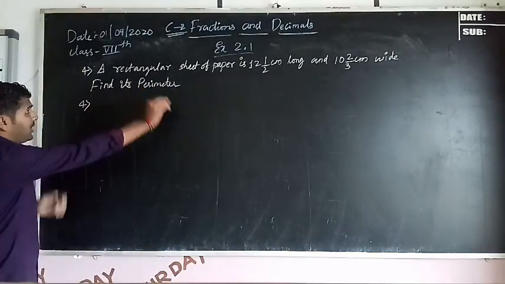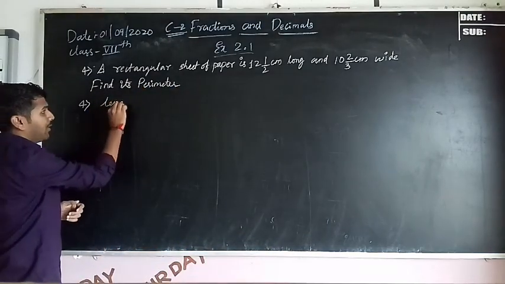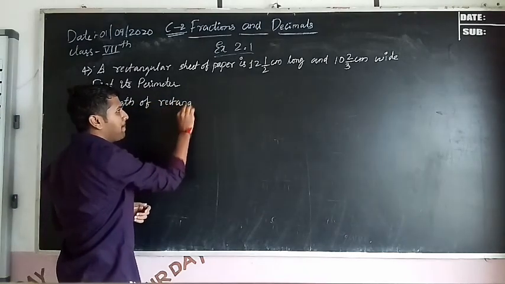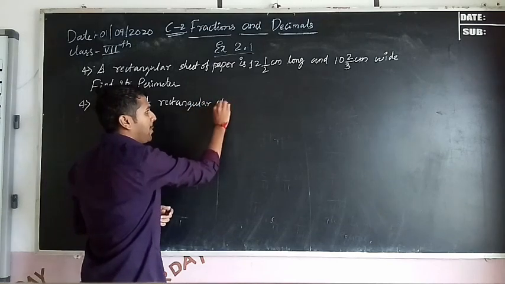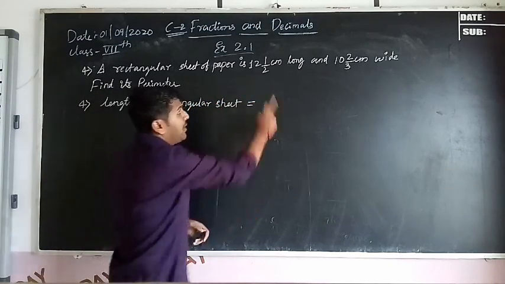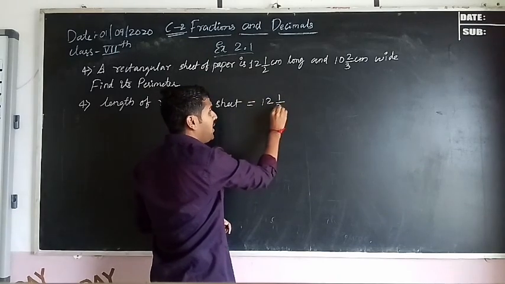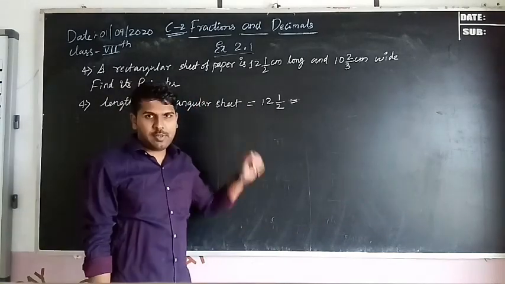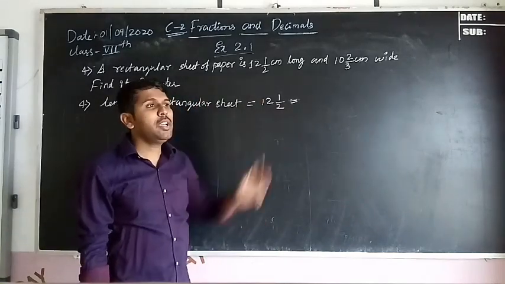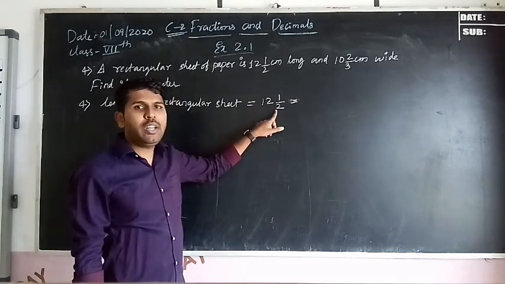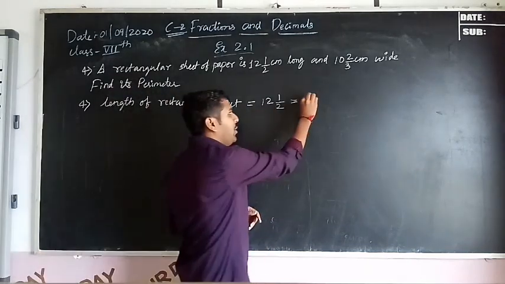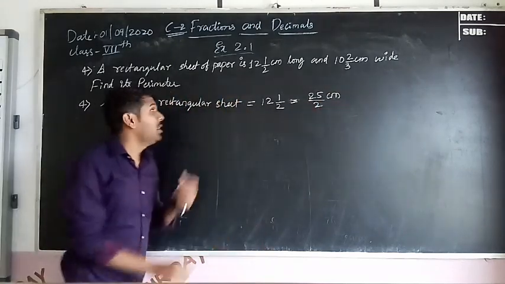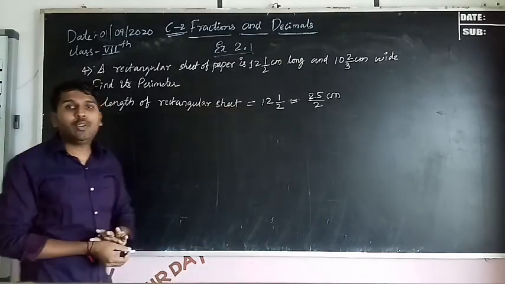Wide means take it as breadth. So first, length of the rectangular sheet equals, what is the length given? 12 integer 1 by 2. So first, convert this one. This is a mixed fraction, no? Convert it to improper: 12 into 2 is 24, plus 1, 25. 25 by 2 centimeter. So the length of the rectangular sheet is 25 by 2 centimeter.